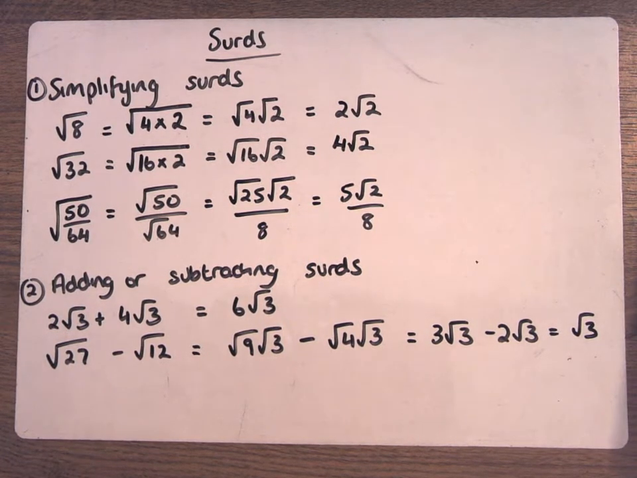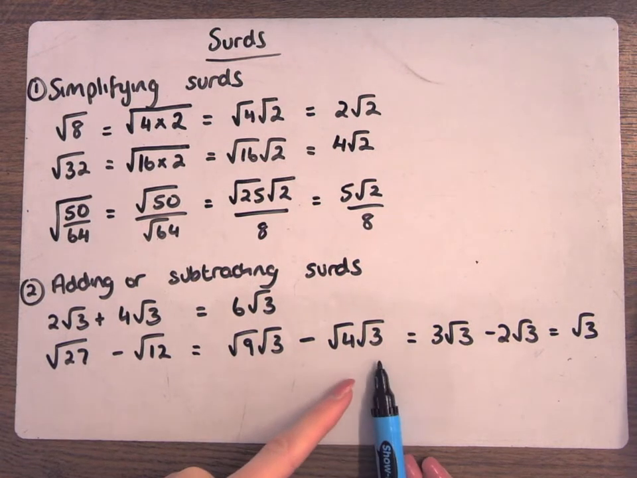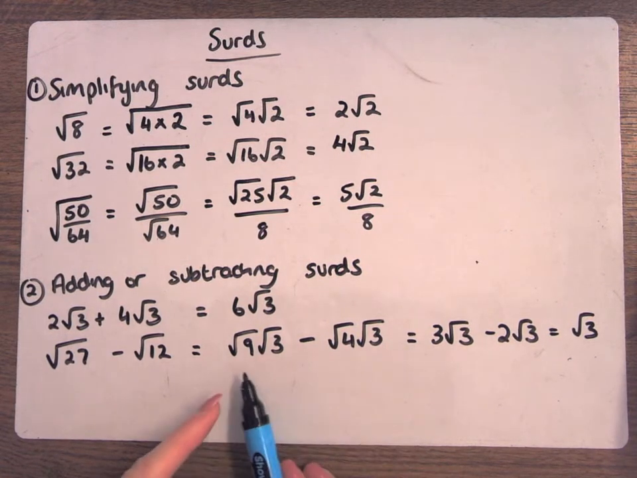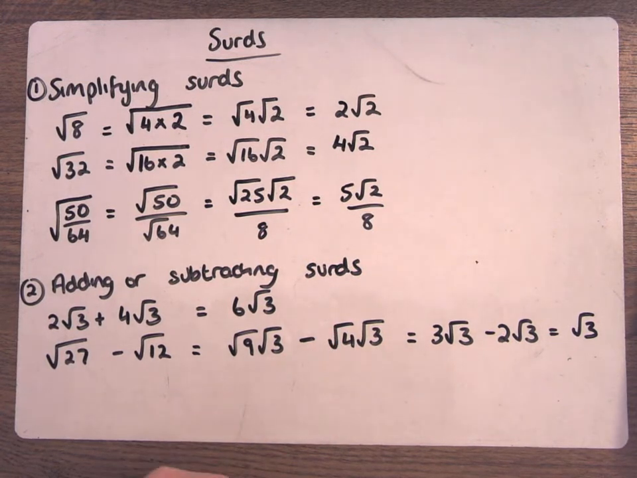Okay? So you can add or subtract surds as long as the number under the square roots are the same. And if they're not the same, you get them the same. Okay? Multiplying is next. If they're not the same, you can't do anything. Like if this was root 4 by root 2, I'd end up with 3 root 3 minus 2 root 2. I couldn't do anything.